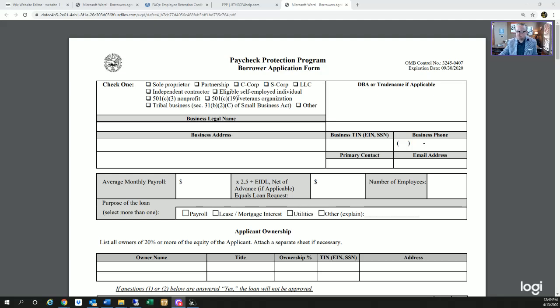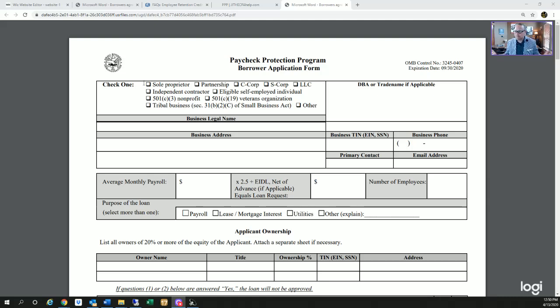Just know this: if you're a sole proprietor, then you're filing a Schedule C on your individual return. If you're getting a K1, that's not a Schedule C. A sole proprietor is Schedule C. A partnership, you're doing it at the partnership level. C Corp, you're doing it at the C Corp level. S Corp, at the S Corp level.